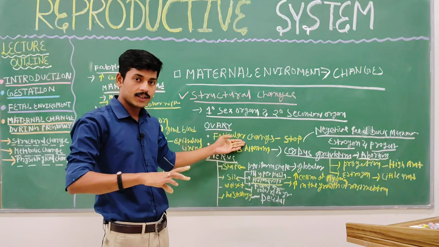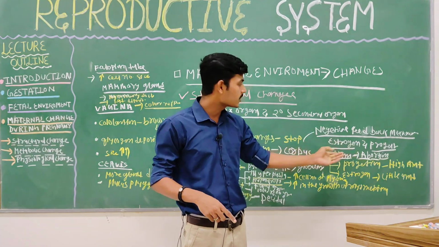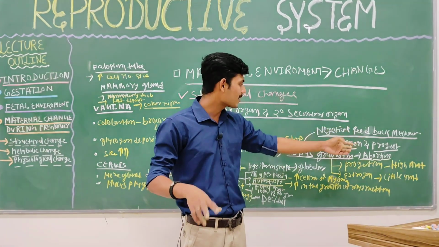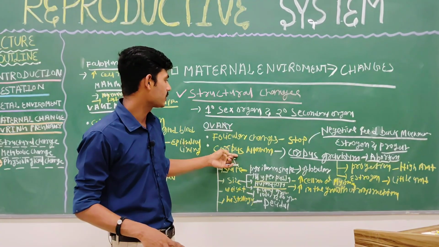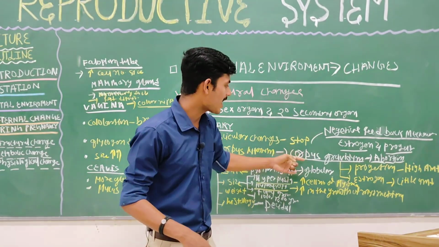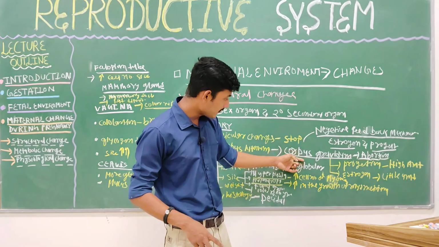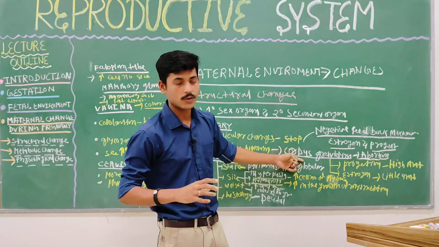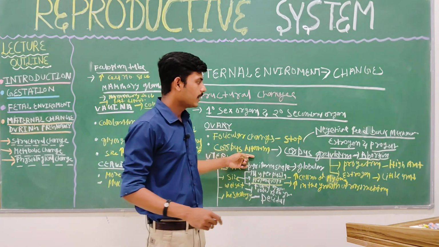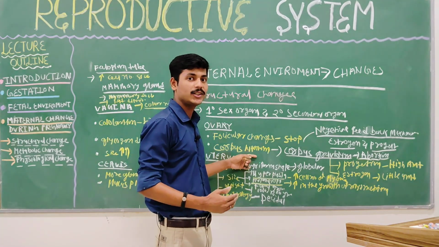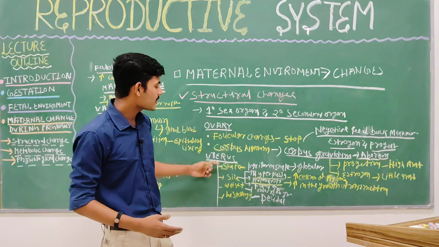The ovary undergoes two changes. First, the usual cyclic follicular changes will stop, due to estrogen and progesterone, which give negative feedback to the hypothalamus and stop the secretion of FSH and LH. Then there will be changes in the corpus luteum, a structure formed after ovulation. It enlarges and forms the corpus gravidum, which secretes more progesterone and a little estrogen. The clinical significance is that if the corpus luteum degenerates sooner, that leads to abortion.